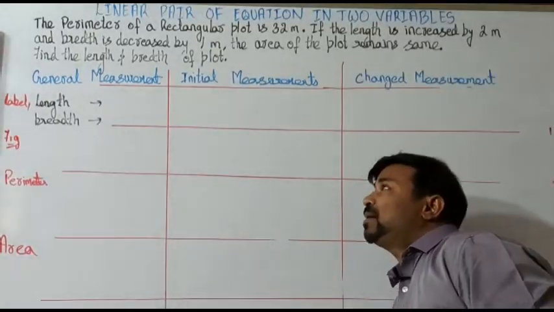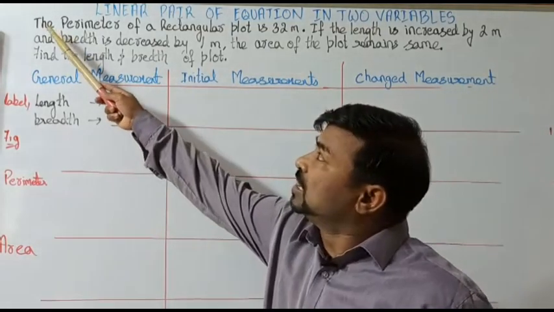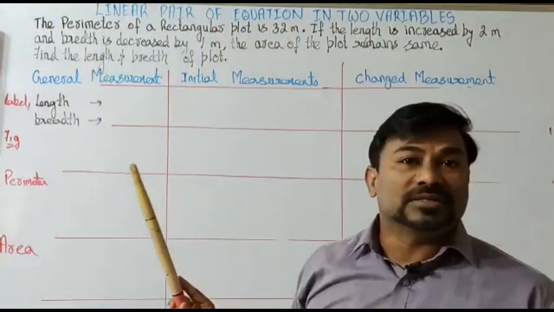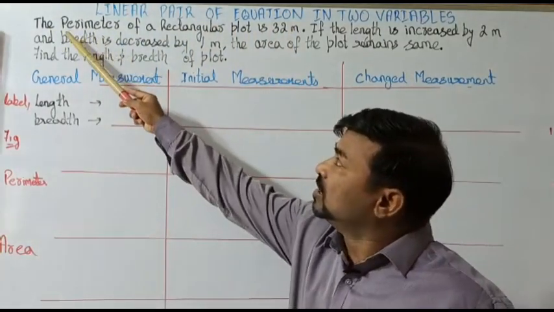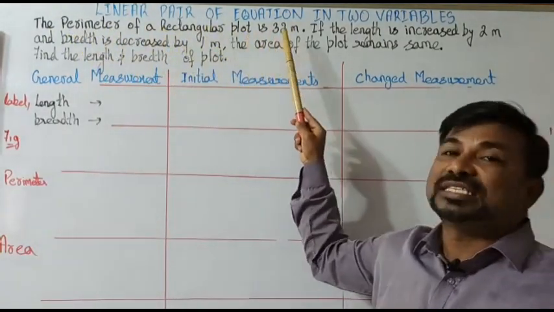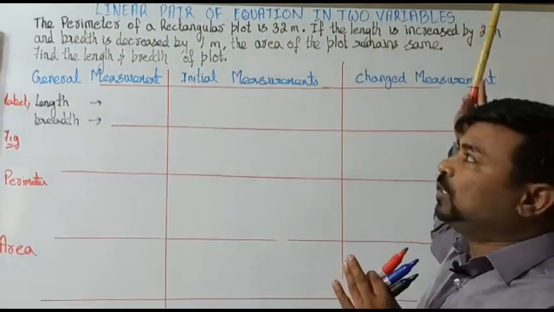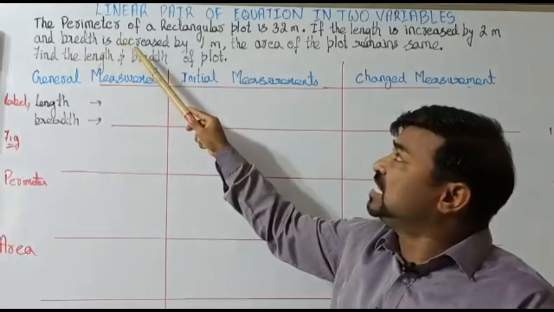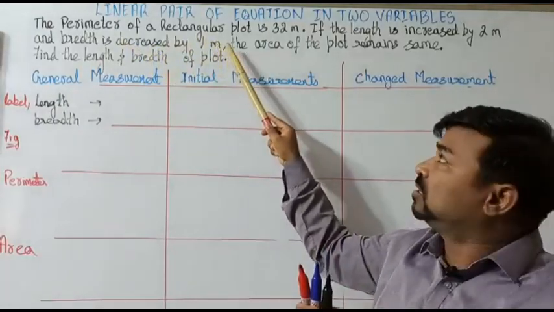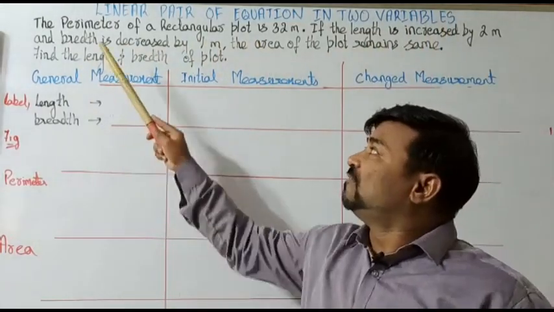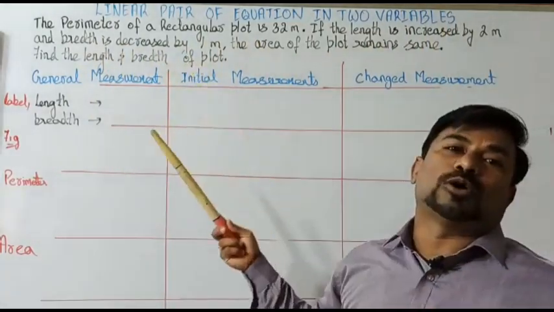Now let me come back to the question here. The perimeter of a rectangular plot is 32 meters. I repeat the question. The perimeter of a rectangular plot is 32 meters. If the length is increased by 2 meters and breadth is decreased by 1 meter, the area of the plot remains the same. Find the length and breadth of the plot.